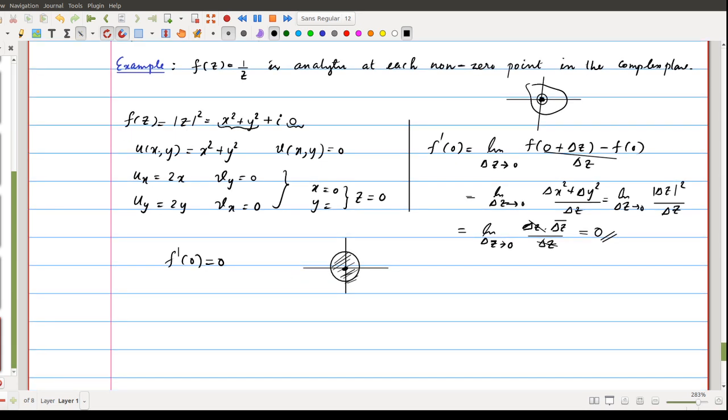So this example illustrates that this f of z is differentiable at z equal to 0, but it is not analytic at z equal to 0. Okay, so this is an interesting remark, and please note this example.